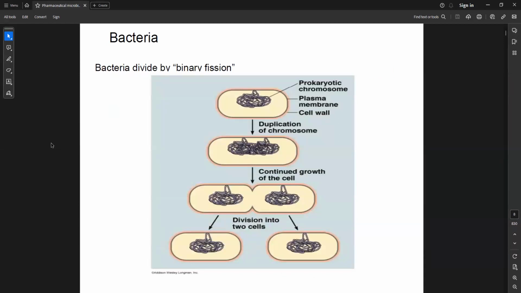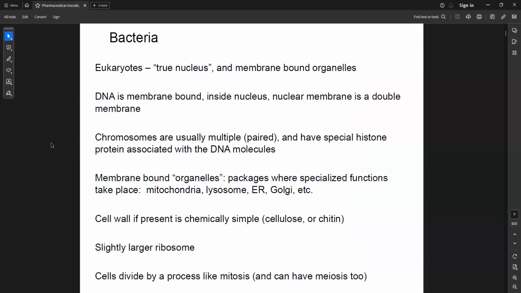And now here we have the binary fission, which shows how the cell divides into two, forming sister cells. Yeah, so we have the prokaryotic chromosome, plasma membrane, and cell wall, which are the basic units of the bacteria. Then they divide into two, and as we said, this is through meiosis. So if you can go through meiosis, you'll get a better understanding of that.